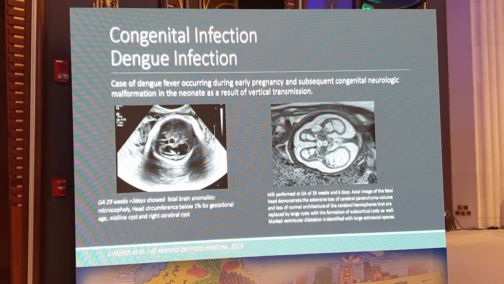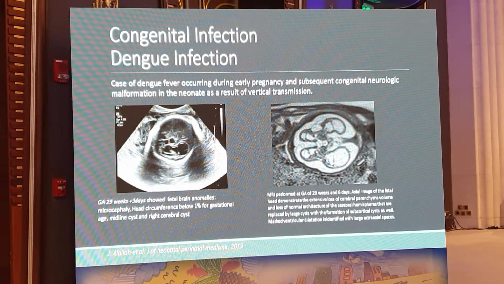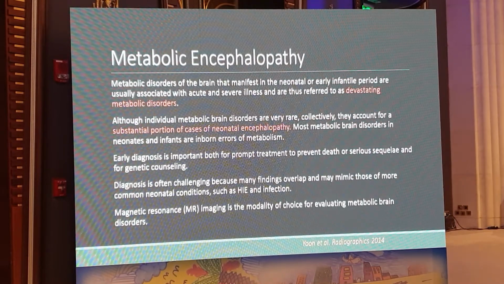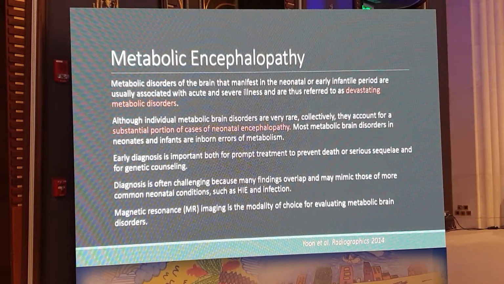We have also gone through a dengue fever case, where the mother was infected with dengue fever early in pregnancy, so the child will get microcephaly and extensive brain damage. The post-birth MRI also shows poor cortical development, microcephaly, cystic changes, and a severely damaged brain. Metabolic encephalopathy can be challenging in the diagnosis.